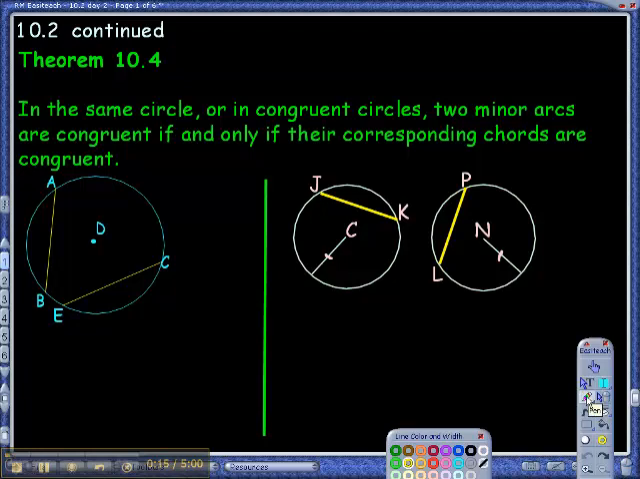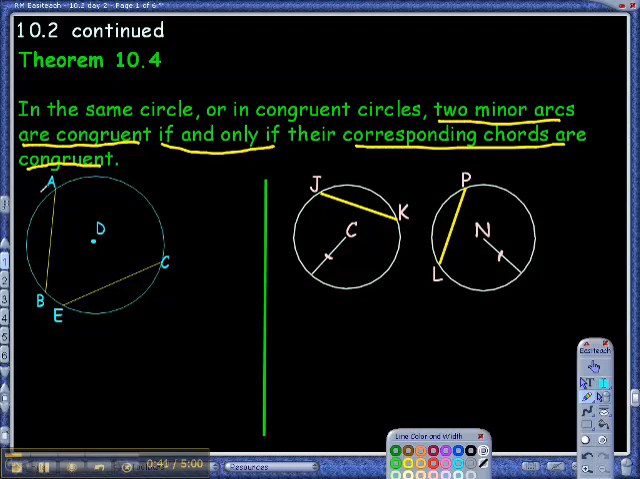The first one says that in the same circle, or in 2 congruent circles that we know would be congruent because they're marked with their radius being exactly the same measure, 2 minor arcs are going to be congruent if and only if, we have a biconditional statement, their corresponding chords are congruent. So let's take a look and see what this is going to look like.